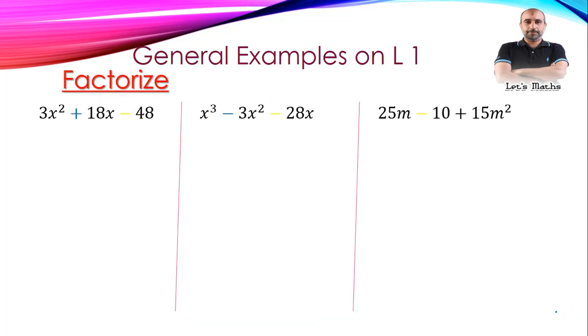General examples on lesson 1. The primary step is to find a common factor. Is there any common factor? Yes. 3 is a common factor among the 3 terms. Now we will take 3 as a common factor. 3 divided by 3 equal 1, not written. x power 2 divided by nothing will be x power 2, plus 18 divided by 3 equal 6, x divided by nothing equal x, minus 48 divided by 3 equal 16.